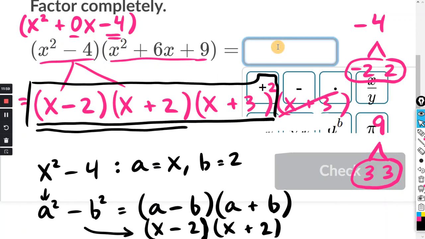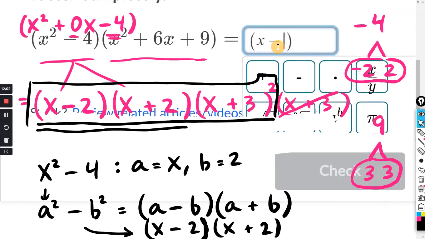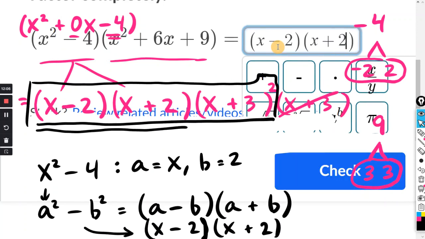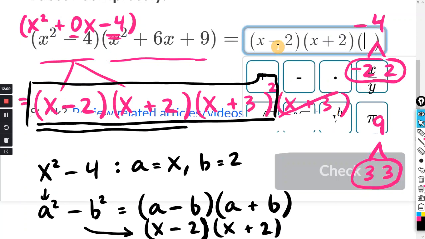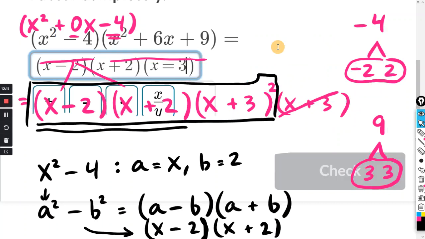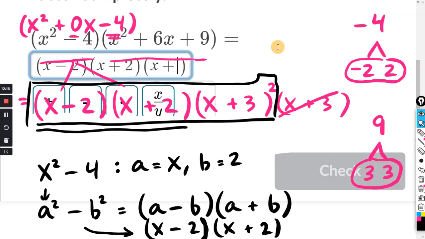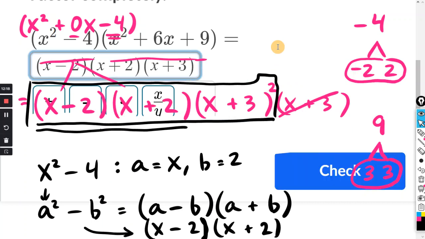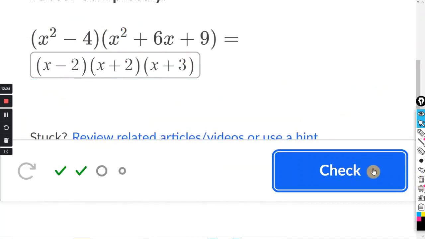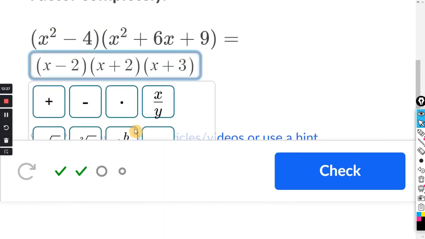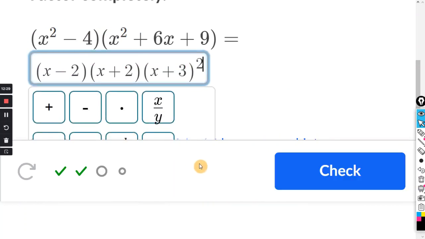Parentheses x minus 2. Hit the right arrow key, parentheses again, x plus 2. Hit the right arrow key, parentheses again, x plus 3. And then go outside the parentheses and make it squared. Okay, I'm going to have to erase this mess. I'm going to go outside the parentheses for the exponent button and make it squared. Okay, so that's my final answer.